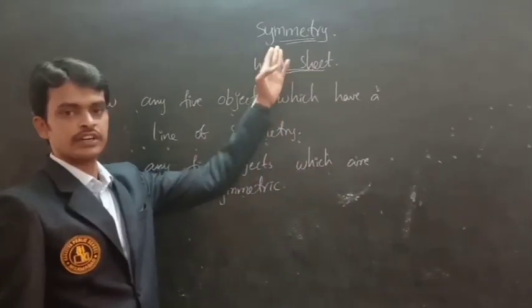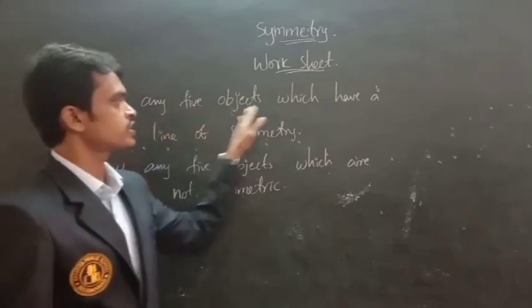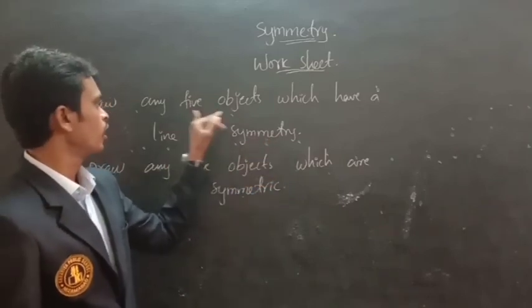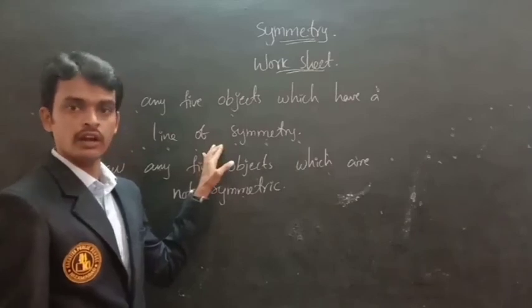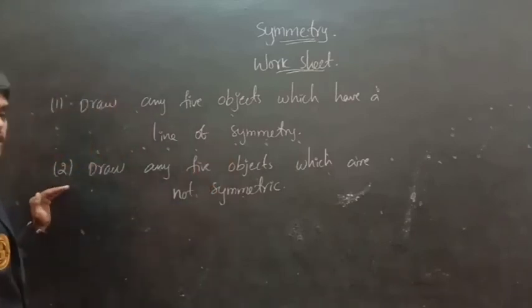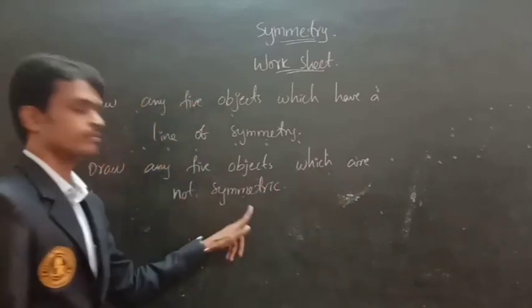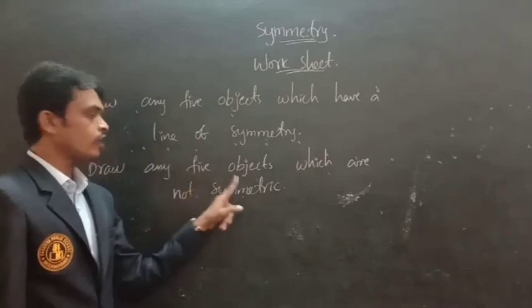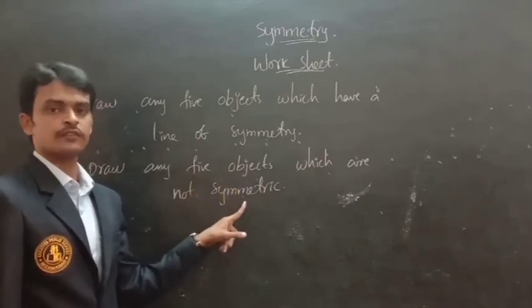Homework problems on symmetry. First one, draw any 5 objects which have a line of symmetry. So you should draw 5 objects, and those objects should have a line of symmetry. And second one, draw any 5 objects which are not symmetric. So again you should draw 5 more objects. They should not be symmetric figures.